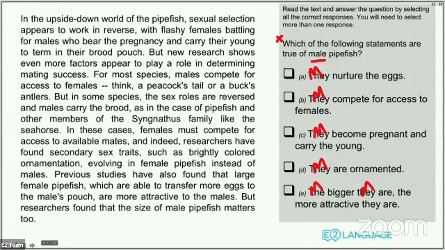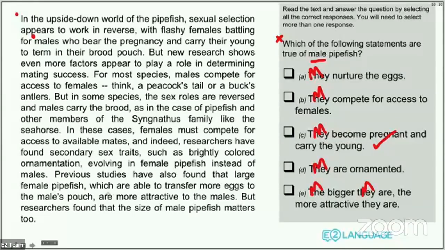So this is really what you needed to do in your mind. You needed to transfer that pronoun back to males nurture the eggs. Now let's have a look at the text here. So males nurture the eggs. So here it says, in the upside down world of the pipefish, sexual selection appears to work in reverse, with flashy females battling for males who bear the pregnancy and carry their young. Males bear the pregnancy and carry their young. So males become pregnant and carry the young. I would definitely take that one.